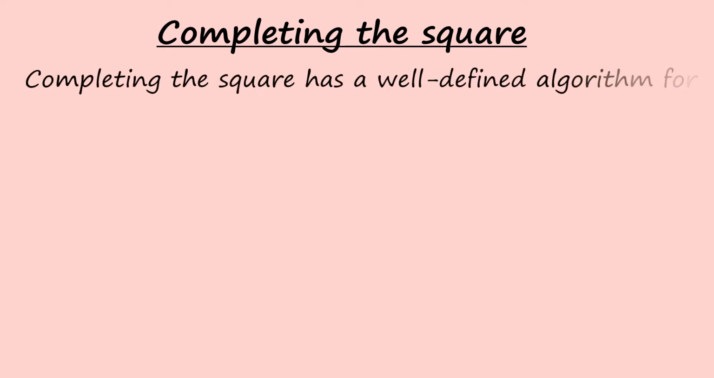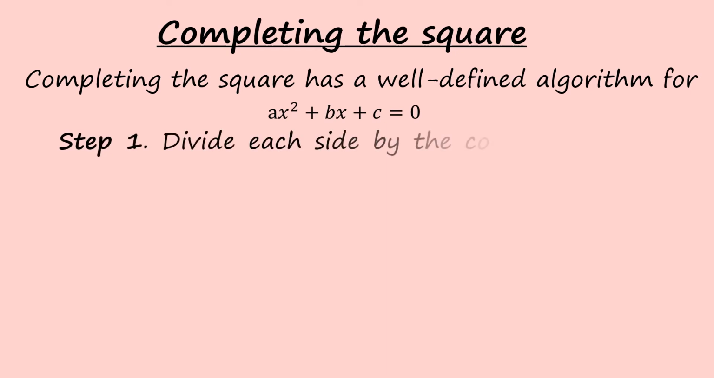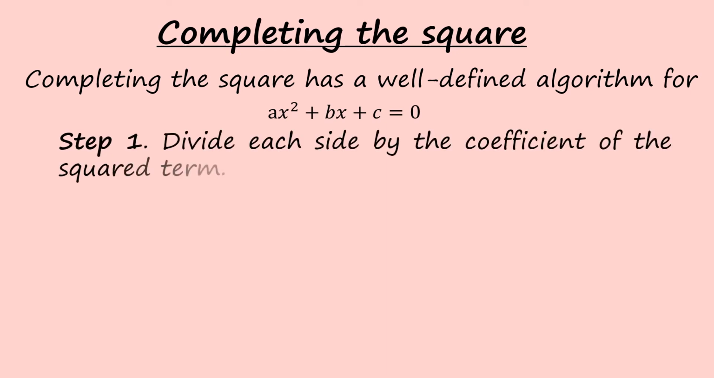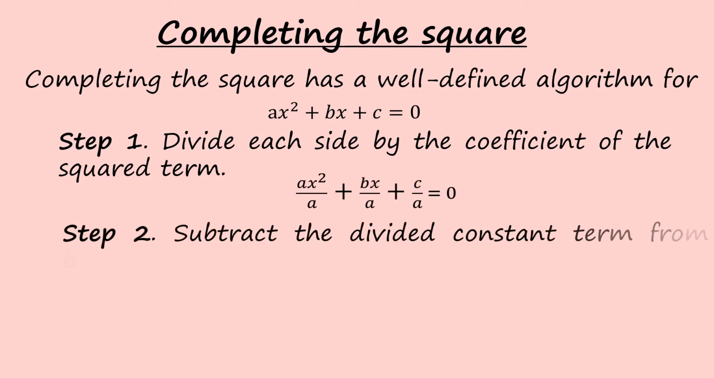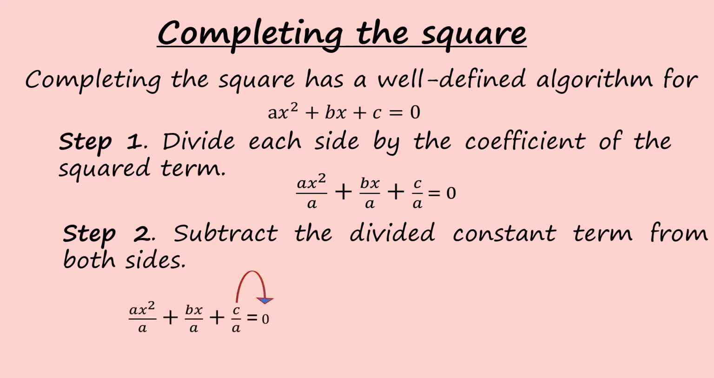Completing the square has a well-defined algorithm for ax squared plus bx plus c equals 0. Step 1, we divide each side by the coefficient of the square term. In this case, we divide by a throughout. Then step 2, we subtract the divided constant term from both sides. In this case, we take the c over a to the other side in order to have a negative c over a.